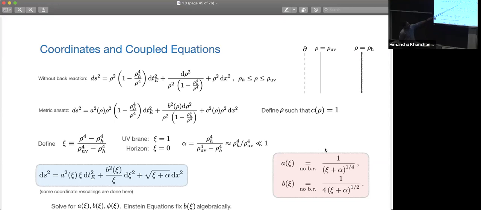I'm going to be in Euclidean space because that's where it's easy to study thermal field theory. And we can now define rho to absorb this, so you can just make it a rho square. We can work with a better coordinate called C, which is rescaled in a way that the UV brane is at C equal to 1 and the IR brane, the horizon, is at C equal to 0, because that allows expanding things easier.